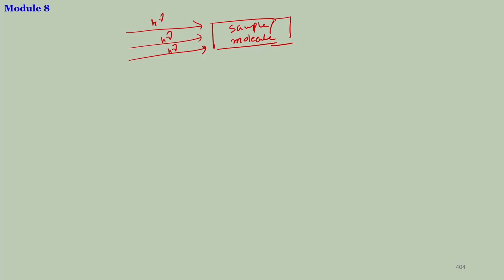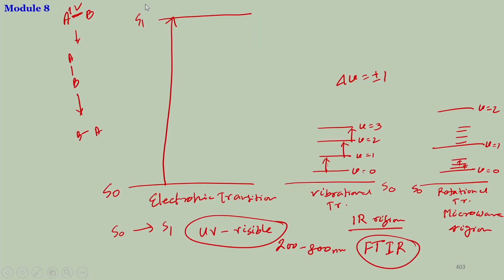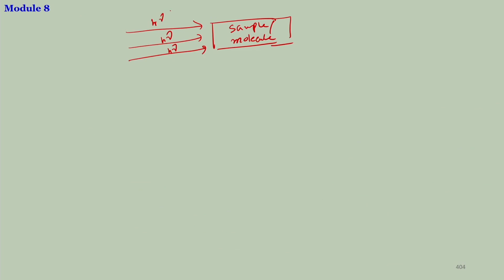If you are considering a light source having a fixed energy, then there will be millions and millions of photons passing through the sample. So, let us consider that there are 3 photons passing through the sample. Now, what can happen? If this energy matches exactly with this energy, then the light would be absorbed by the molecule, and if this light is absorbed by the molecule, you cannot see that here.